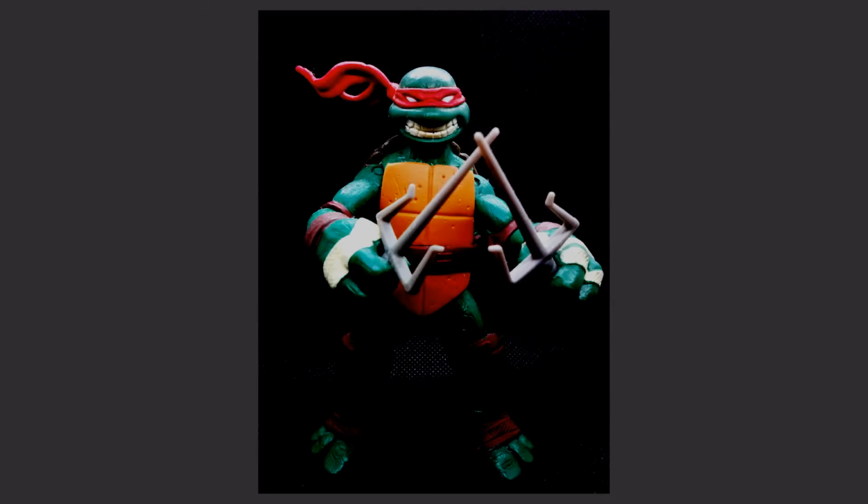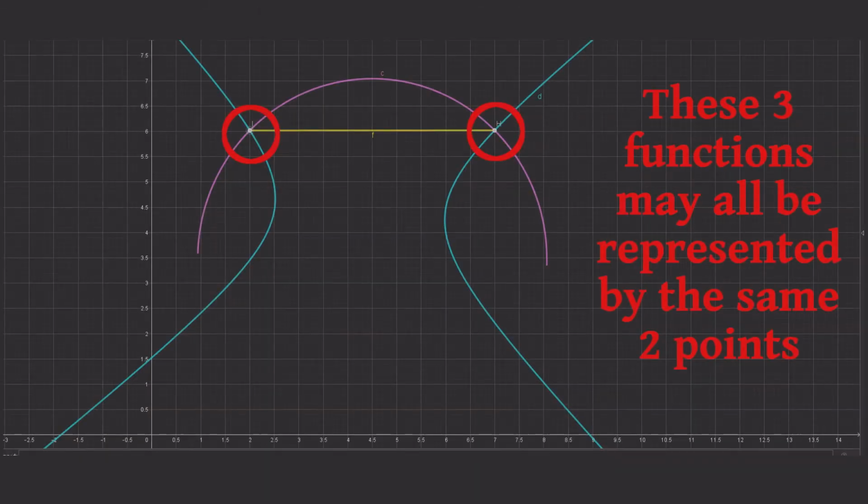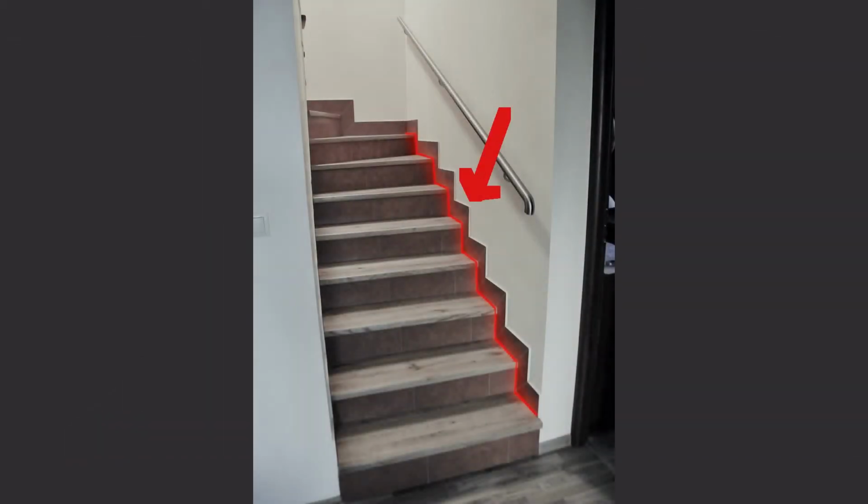An alias is simply a reference to an object or nickname to a person. For instance, Raph is a nickname for Raphael. Aliasing in computer graphics happens when more than one function can be represented by the same pixels, which means they have the same reference. In general, a step-like function which resembles a stair.